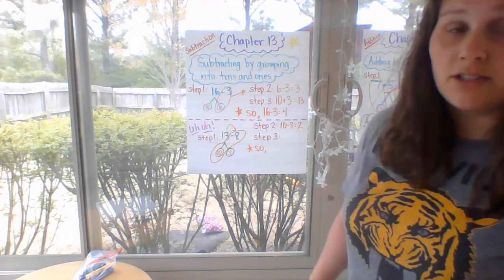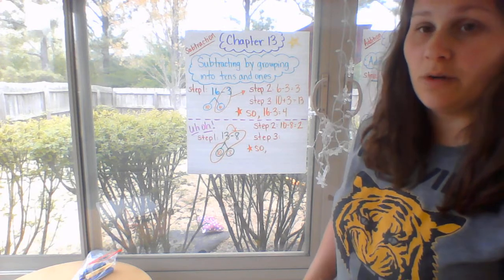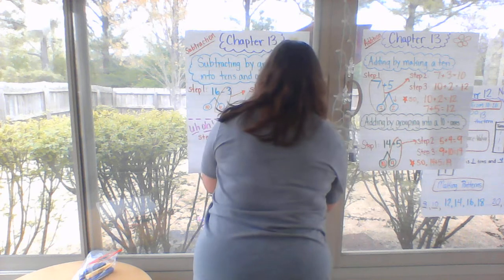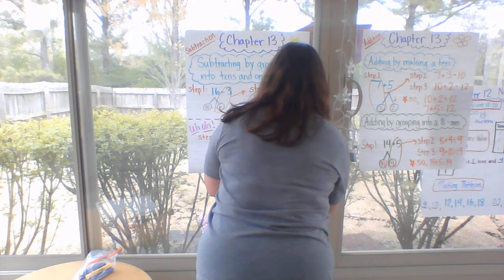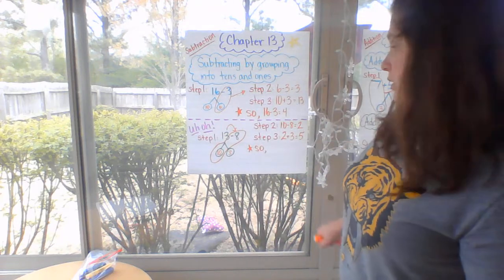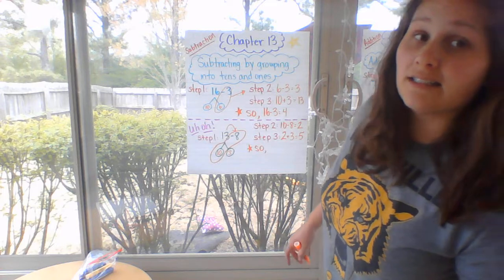What do we have to do with that 2? We have to add it back to the ones that we had. So how many ones did we have left over? 3. So 2 and 3 is equal to 5. So that means that 13 take away 8 is equal to 5.